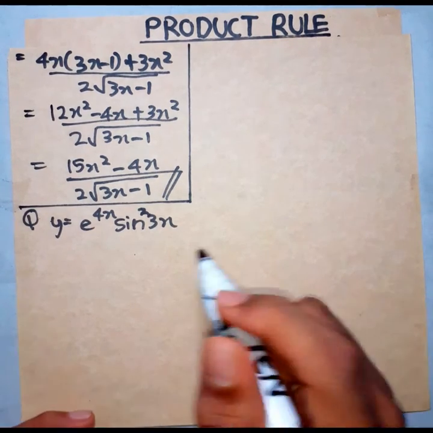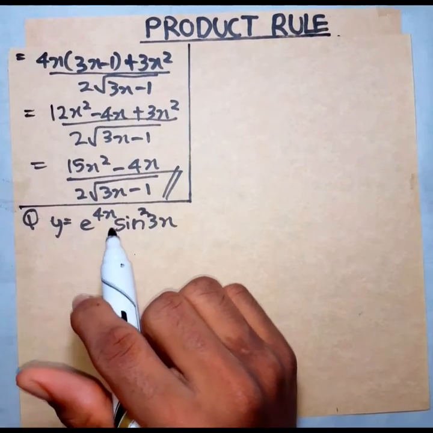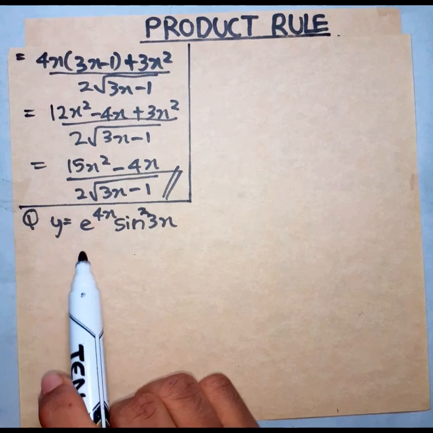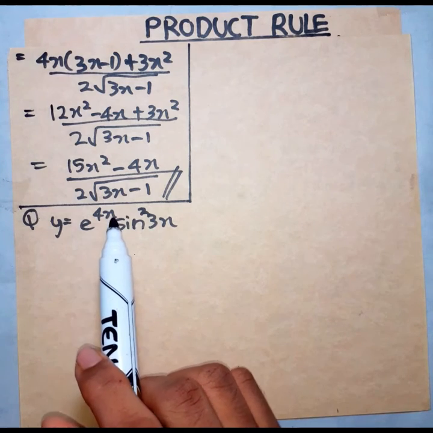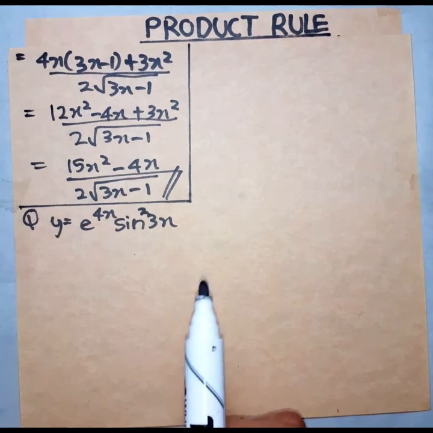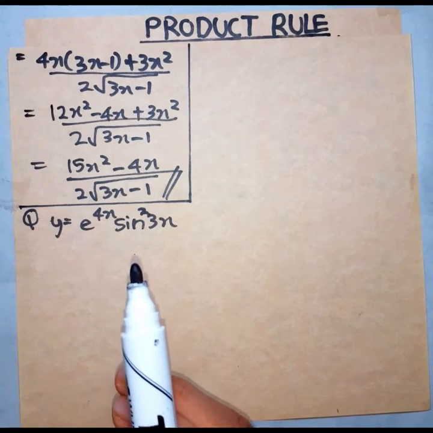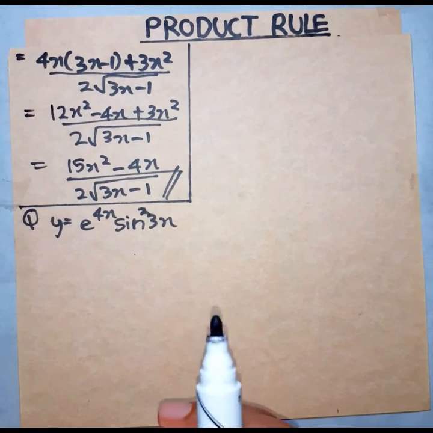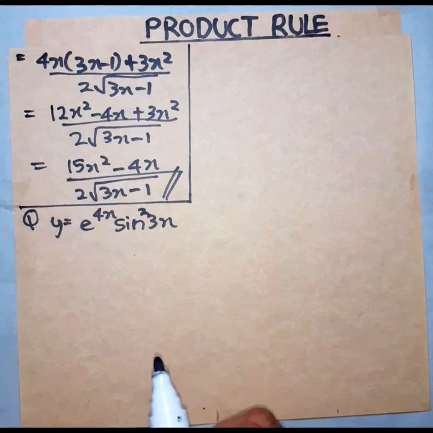So the next question that we have is y is equal to e to the power 4x into sine squared 3x. So now everybody knows how to differentiate e to the power 4x, but sine squared, some sine we know the differentiation answer, but sine squared do we know? At the moment no, so we're going to find it using the chain rule.